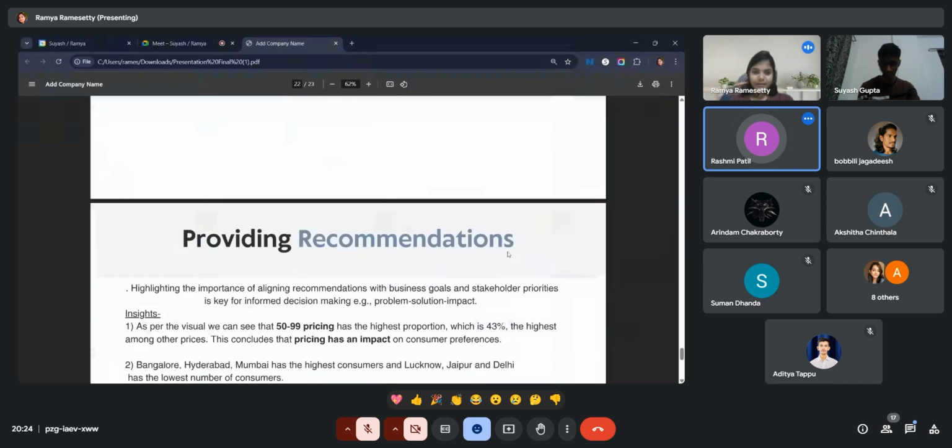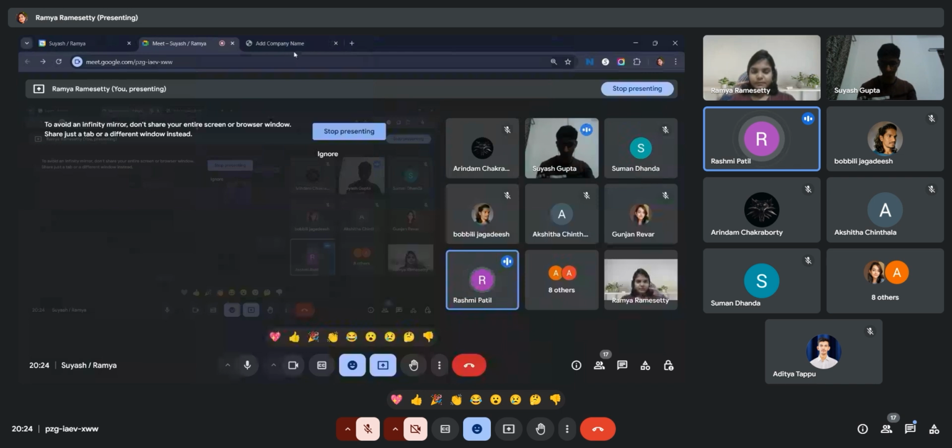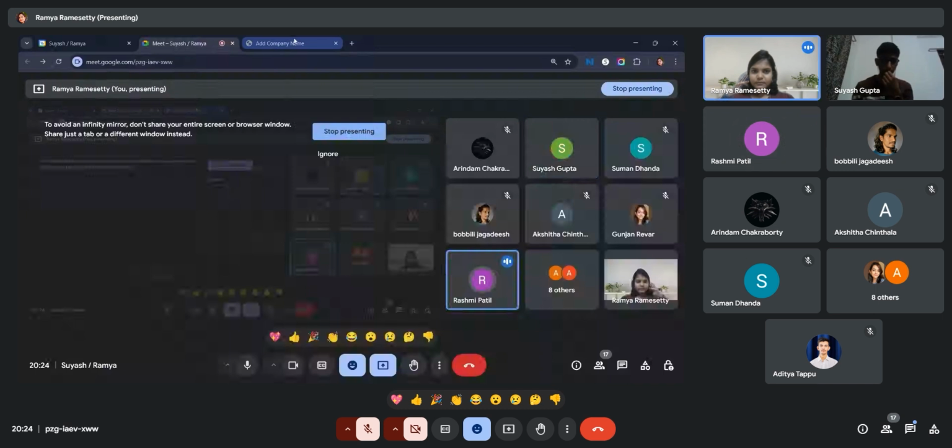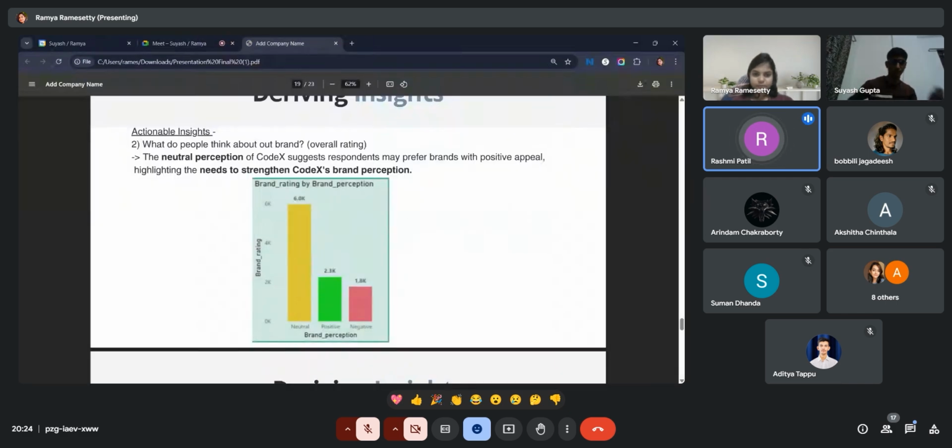I would like to add one thing about the brand perception. I don't know if it is correct. Can you show that slide there, brand perception, the graph? When you see the bars, most of the people have neutral as their brand perception. That means not even positive, not negative. That is the highest.